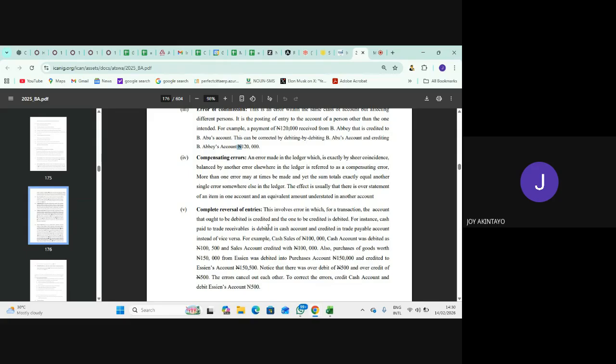Cash paid should go to payables. You can only pay cash to your payables, and also receive cash from your receivables. Are we together? So this is the error.